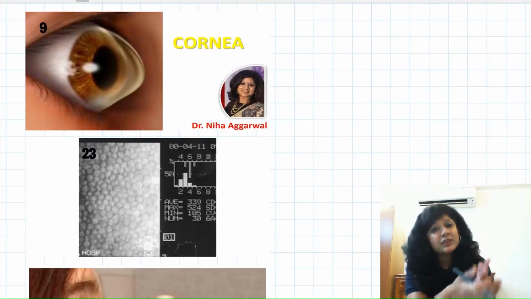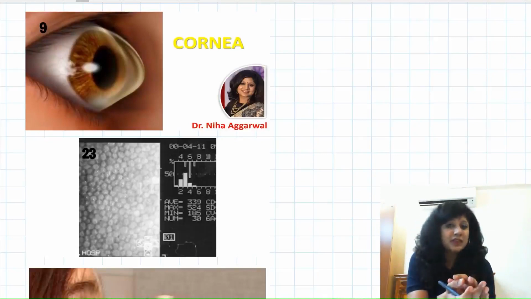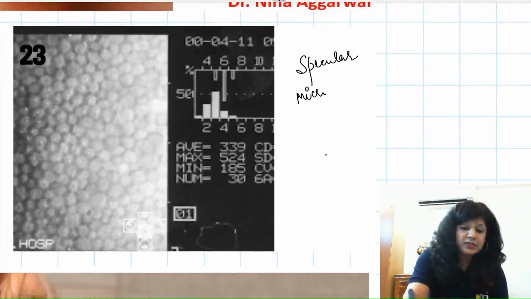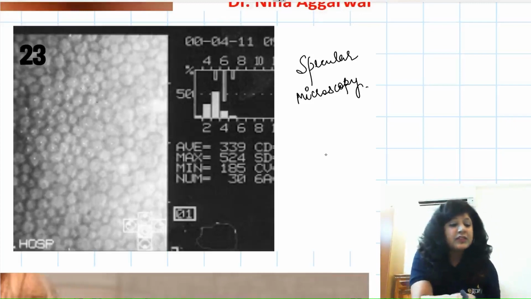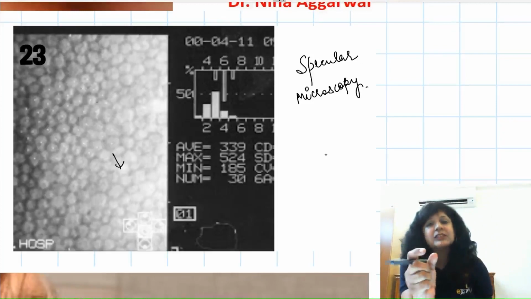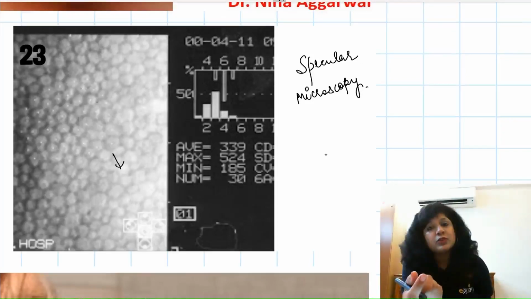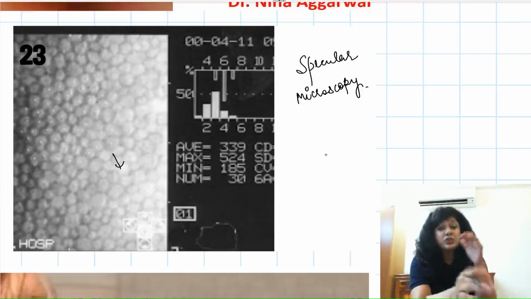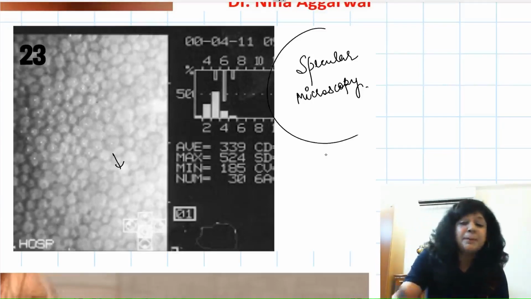Now the cells are hexagonal in shape and we require a particular number of cells in order to maintain the transparency. So for this we do a test. This test is called specular microscopy. So this is again important, specular microscopy. This is a computerized test and you can see here we have got the hexagonal cells. So this will give you the shape of the cells also. This will tell you about the count also, and if the shape is not proper, if the count is less, then you do not have to go for the corneal transplantation. So one important thing is that this is a prerequisite.